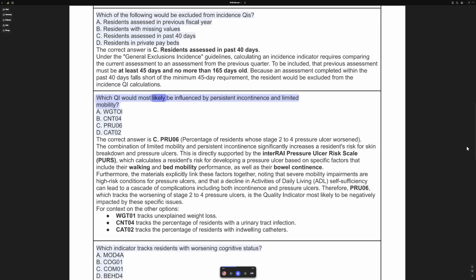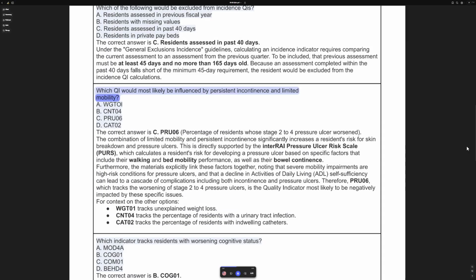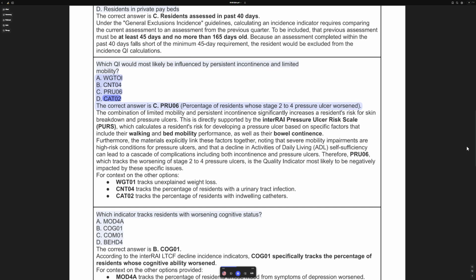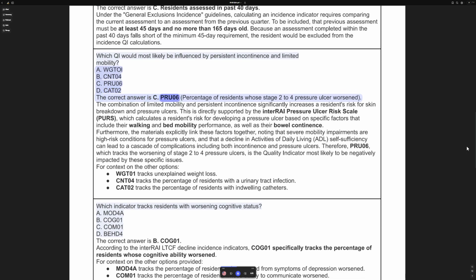Which CHI would most likely be influenced by persistent incontinence and limited mobility? A. WGT01 B. CNT04 C. PRU-06 D. CAT02. The correct answer is C. PRU-06, percentage of residents whose stage 2 to 4 pressure ulcer worsened.